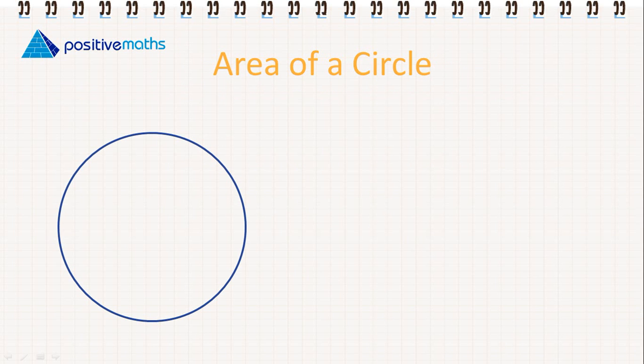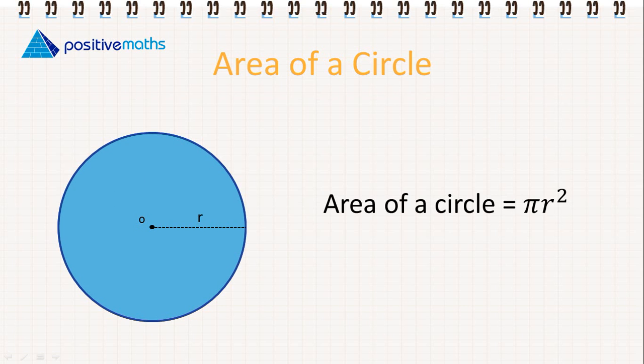So if we start off with our circle, we have the center O and we have the radius. We're looking to find the area of the circle, so we need to use our given formula. We'll find this in our formula book. The area of a circle is equal to pi r squared.